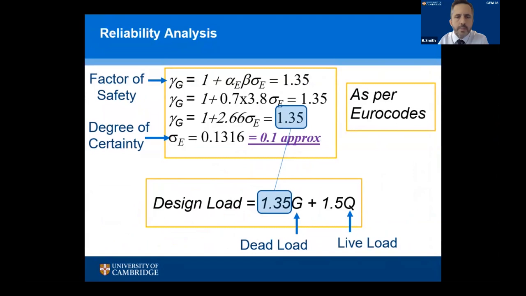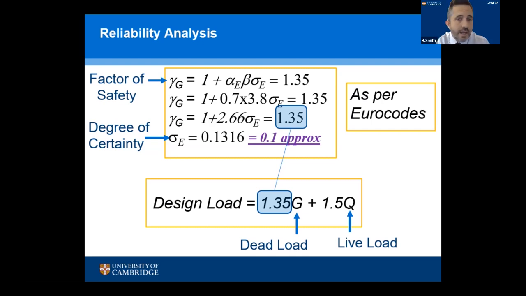The method for reliability analysis is set out in Eurocode 0 Annex C, and it's summarised by this equation, which is the factor of safety is equal to 1 plus alpha times beta times standard deviation. Alpha is the form factor and is nominated as 0.7 in the code, and beta is the reliability index and is nominated as 3.8. To calculate the design load, we multiply the mean dead load by this widely used factor of 1.35 and add it to the similarly factored live load.